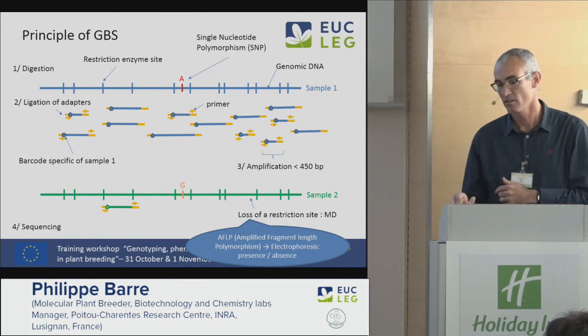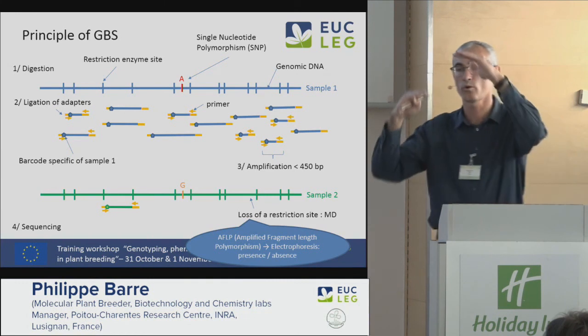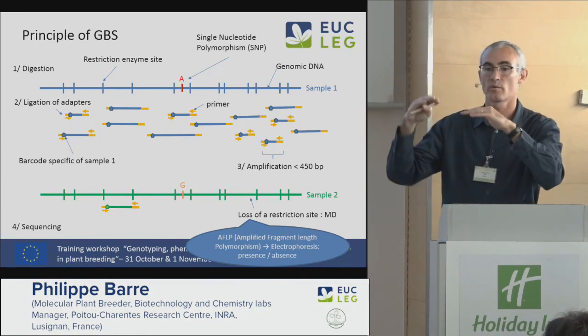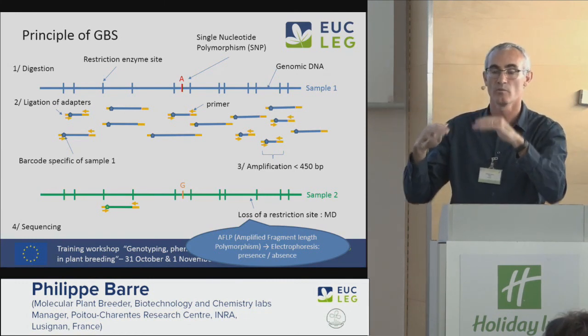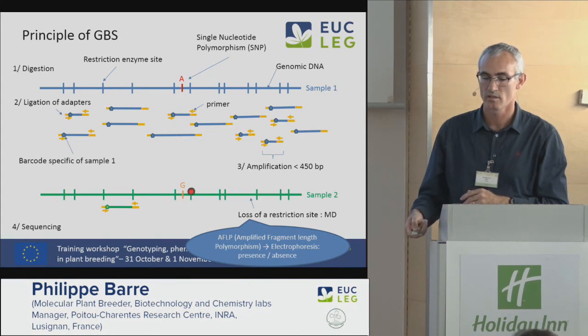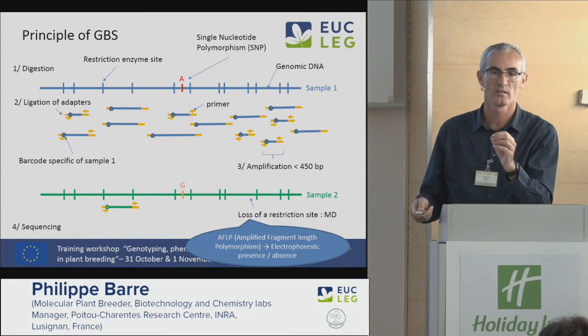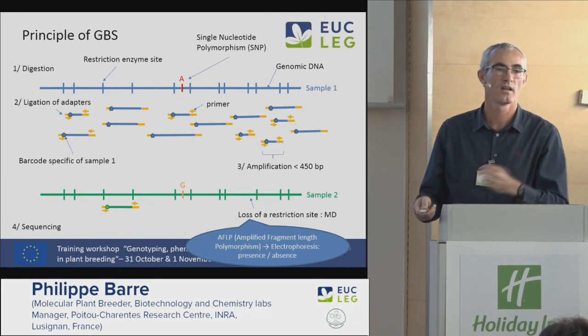And now the idea is not to look at those polymorphic sites with restriction enzymes, but to focus on sites where you keep the restriction sites, so you can amplify that, and we will look inside the sequence and see if we find SNPs.